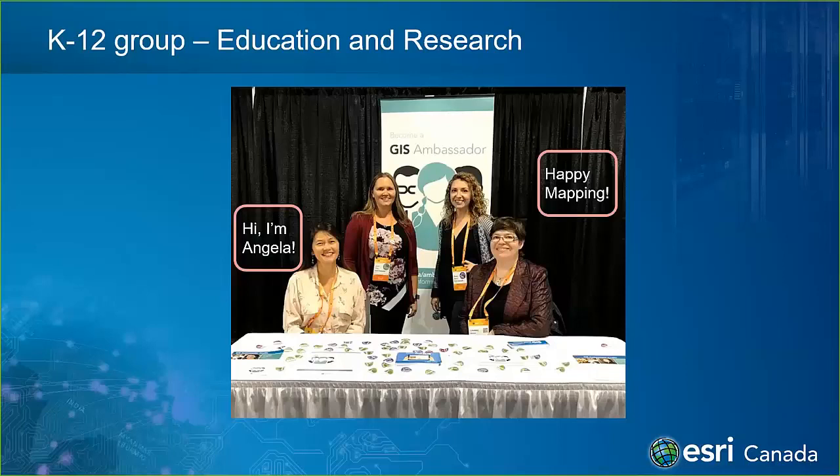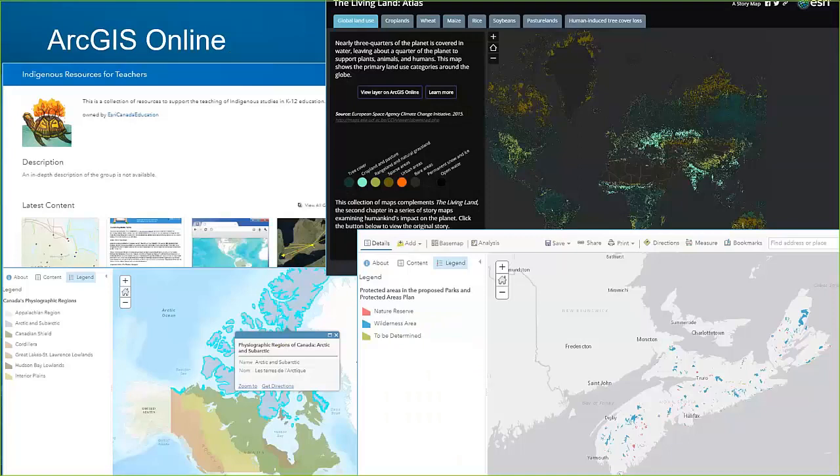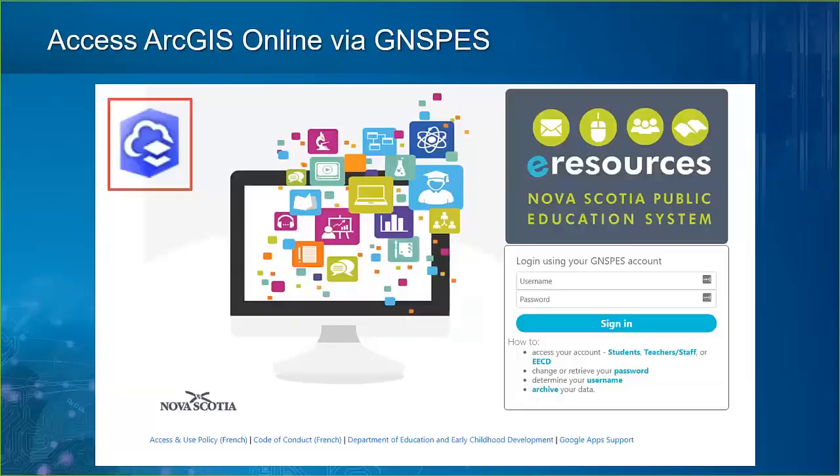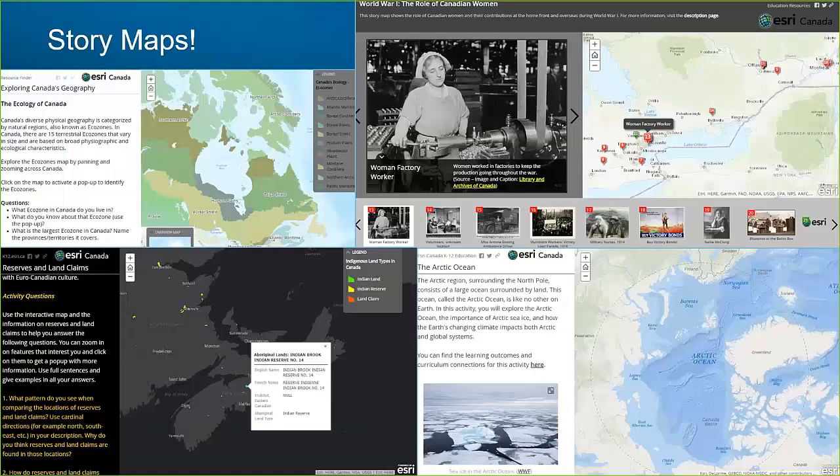Before we delve into StoryMaps, let's start from the beginning with what is ArcGIS Online. ArcGIS Online is a web-based mapping software that's used to make maps, analyze data, and to share and collaborate with others. It can be used to inquire and explore topics and issues, and to present findings in an interactive way. It can be used across curriculum, including different grade and learning levels. All Nova Scotia educators and students can sign into their GNS TES account to access ArcGIS Online by clicking on the ArcGIS icon.